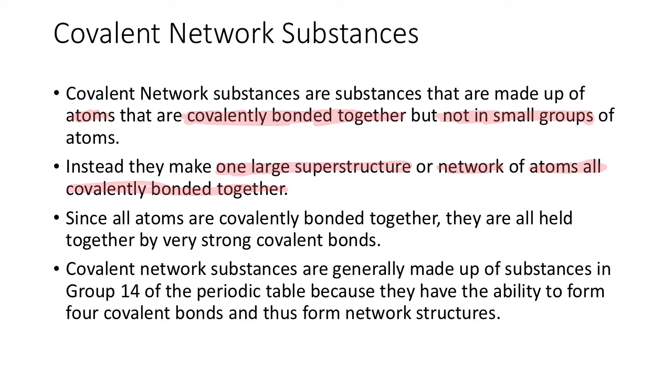Right, so if you remember, the molecules are covalently bonded together, and then they have weak intermolecular forces or van der Waals forces, but instead covalent network substances are all covalently bonded together. Since they're all covalently bonded together, they are all held together by strong covalent bonds. So if we try and remember from the covalent molecular substances, they have strong intramolecular bonds within the molecules, those are the covalent bonds. And then you have weak intermolecular bonds, which are the bonds between molecules.